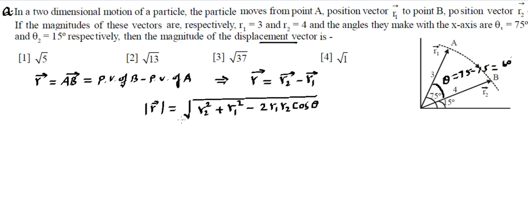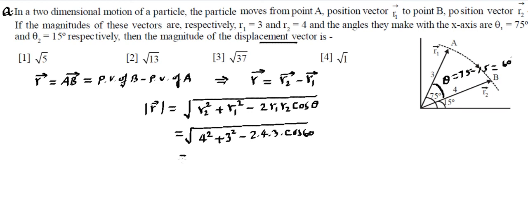Making sense or not? If it is making sense, we can come to our answer. So it's going to be equal to the square root of R2, which is 4, square of 4, plus R1, which is 3, square of 3, minus 2 times R1, which is 3, into R2, which is going to be 4. I'm writing this in reverse way, it hardly matters in a product. And cos 60. We must be knowing what cos 60 is. We must be knowing all these numbers. We can sum them up and find our answer.